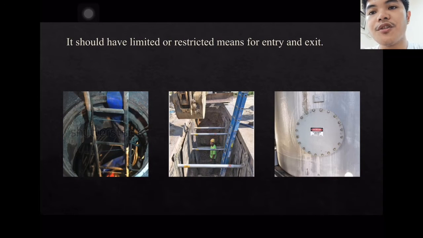Number 2. It should have limited or restricted means for entry and exit.